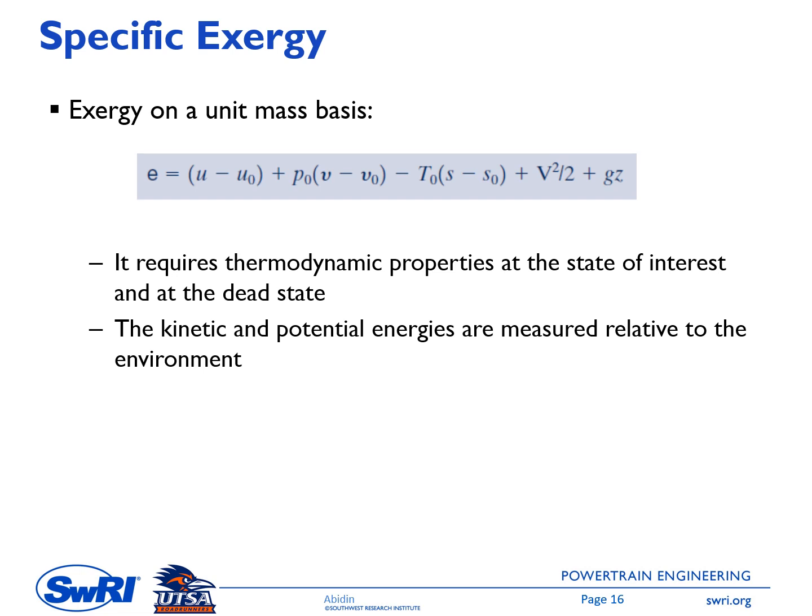If you look at this formula, it requires thermodynamic properties at the state of interest and at the dead state, which is the environment state. You need the specific internal energy at the system state and at the environment state, which is P0 and T0. We also need the specific volume at the system state and at the dead state, as well as the entropy. The next terms are the kinetic energy and the potential energy, which are measured relative to the environment. The environment has 0 height and is at rest, so the velocity is 0.